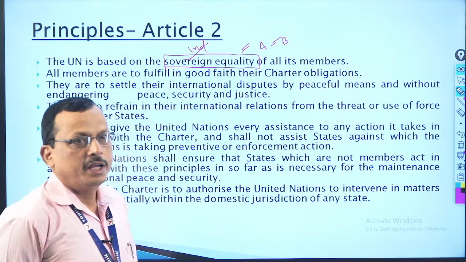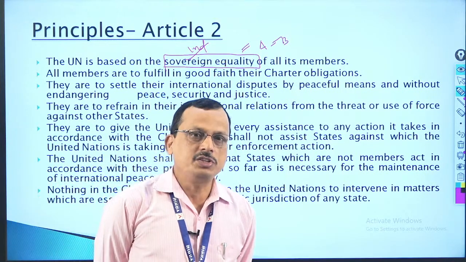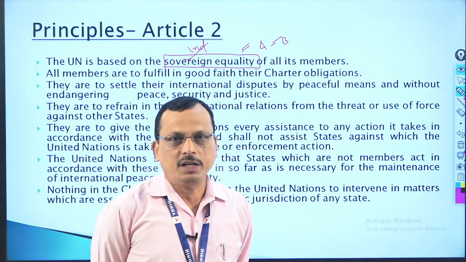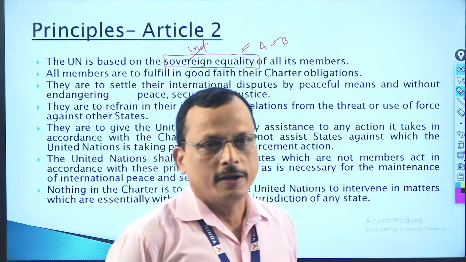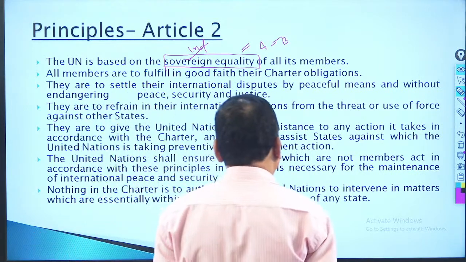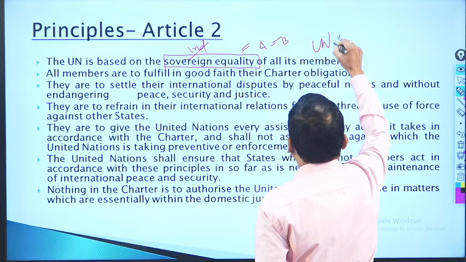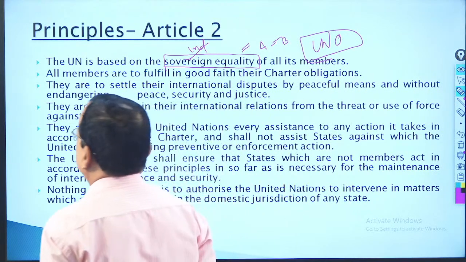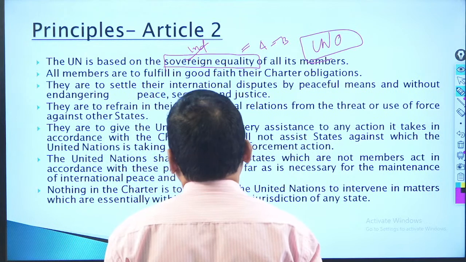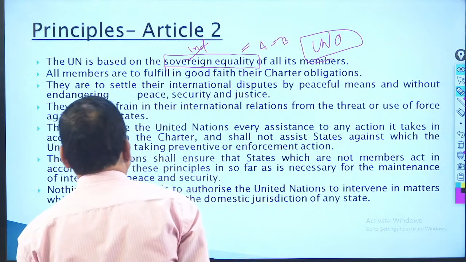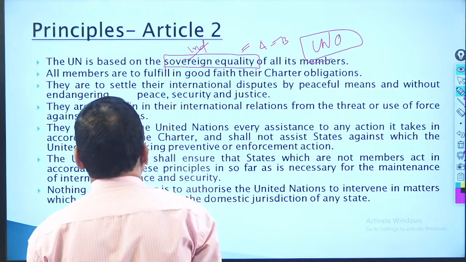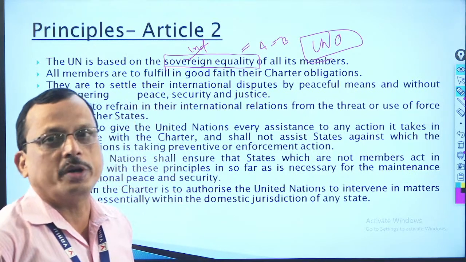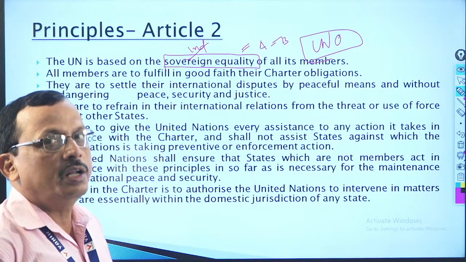All being independent, irrespective of their geographical size, economic strength, military capability, technological advancement, all are to be treated equally, because they are members of a common forum called the UNO. If they are members of a common forum, there should not be any discrimination based on their size, their strength, their capability, or anything extra they have. At a common forum, they all should be treated equally. And who will be treated equally? All sovereign countries. To be a member, the country must be sovereign.